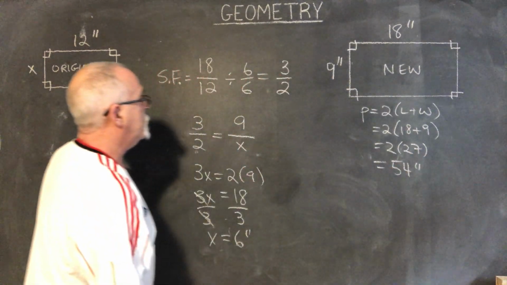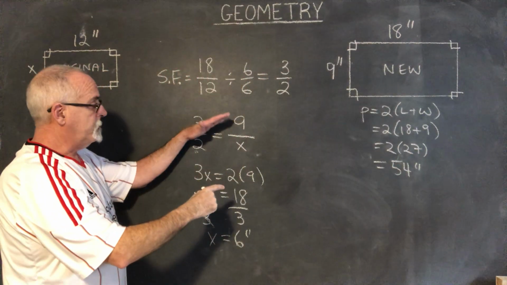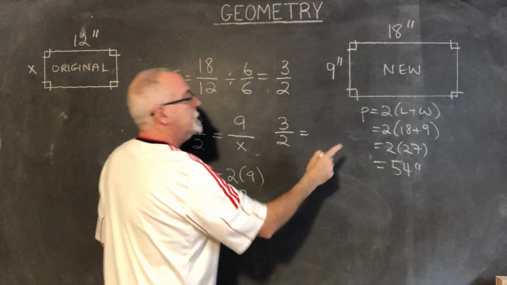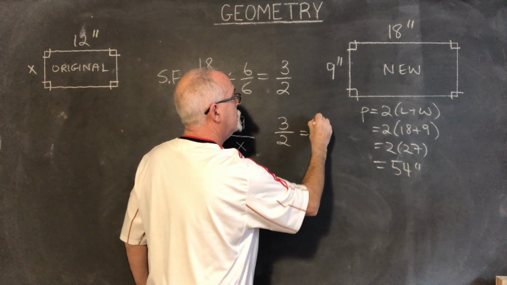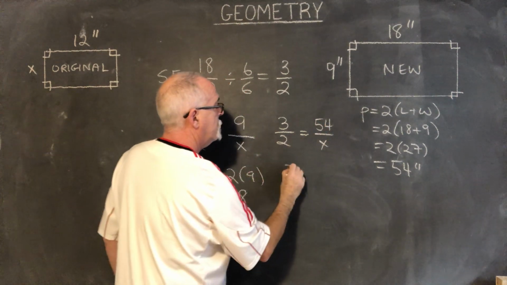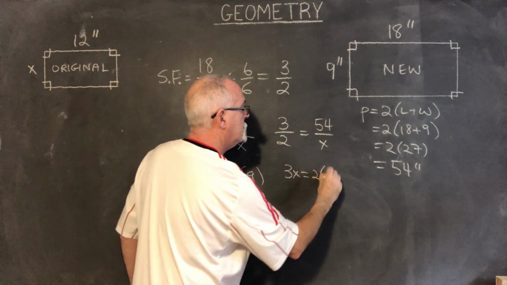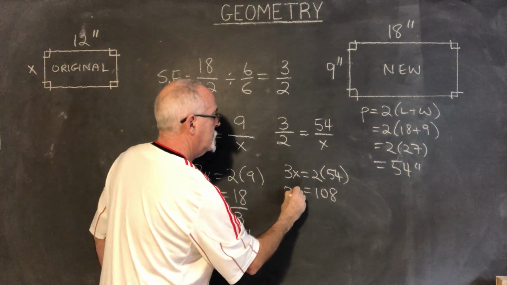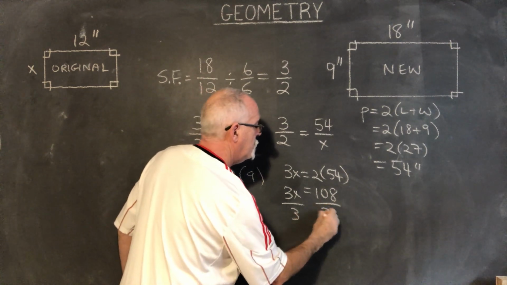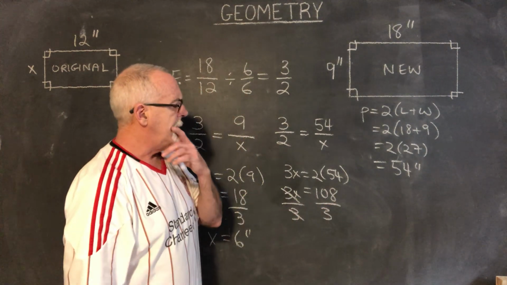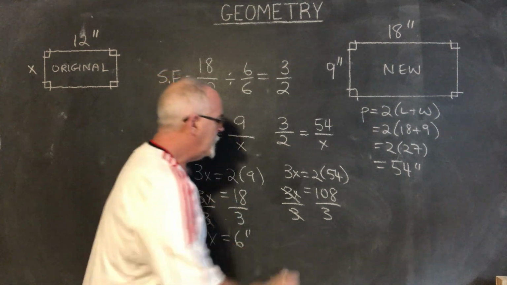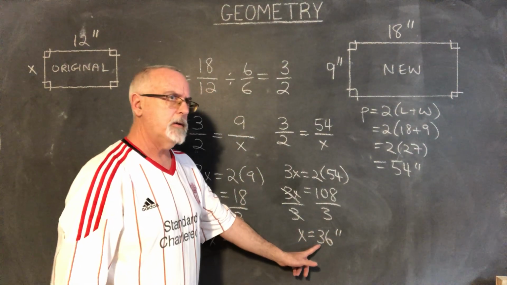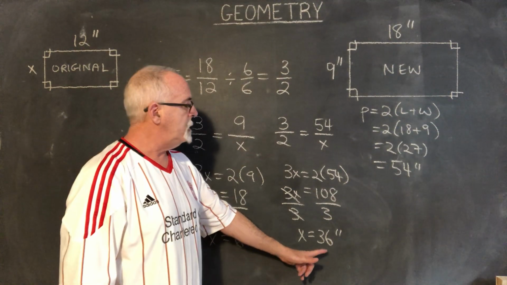And now if I want, I can do another proportion using the same scale factor. The 54 inches is from the new, it's going on the top. 3x equals 2 times 54, which is 108. Divide both sides by 3. What is that giving me? 108 divided by 3, 36. So x is isolated and is equal to 36 inches. 3 times 30 is 90, 3 times 6 is 18, 90 plus 18 is 108.